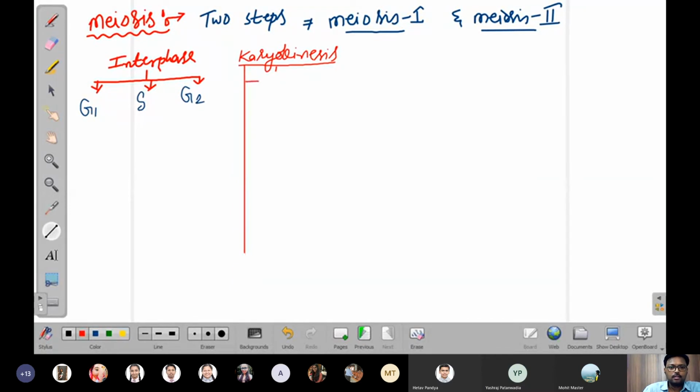The first is prophase. This prophase is always indicated with Roman numeral 1 because we are in meiosis 1. Now prophase 1 is again differentiated into 5 different steps. It is the most important. This prophase is divided into 5 steps.